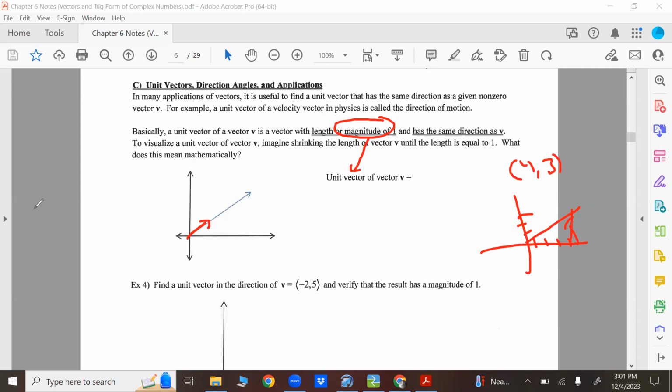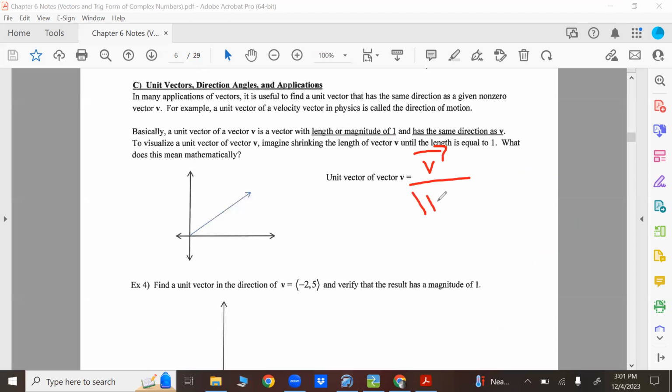Here's what you do. To find the unit vector, you simply take the vector itself and you divide by the magnitude. You take the vector itself and divide by the magnitude. So essentially the unit vector would look kind of like this, where this would have a length of 1. Maintain the direction, but the length will change.